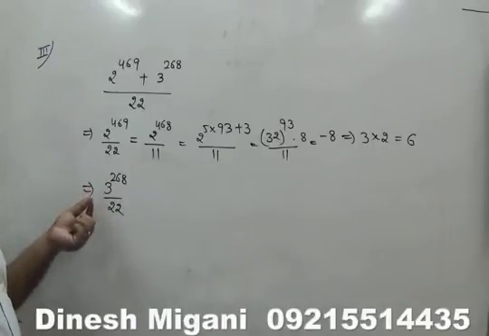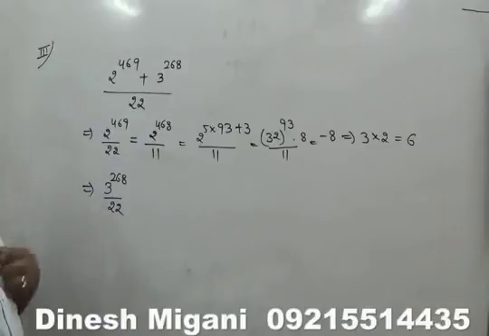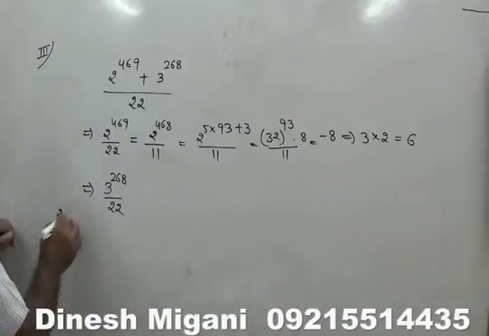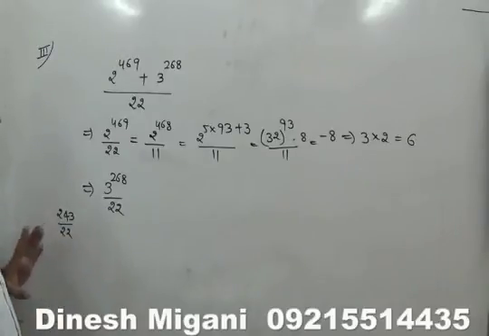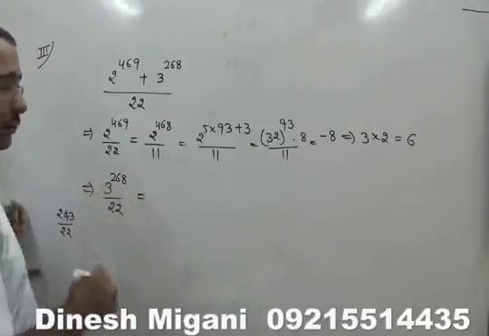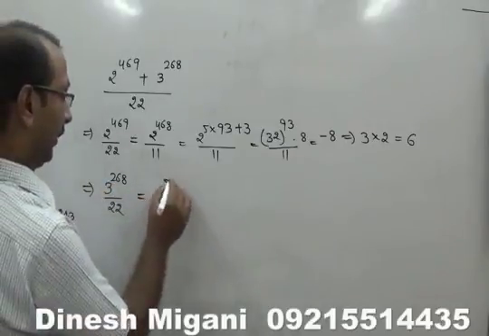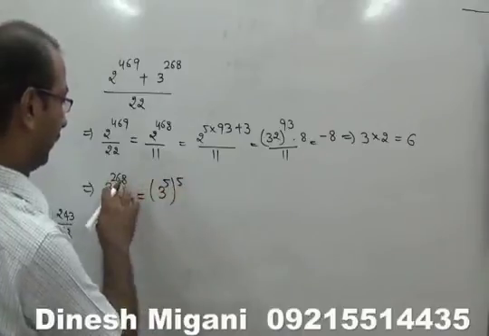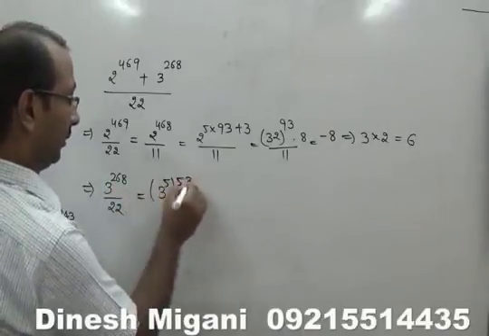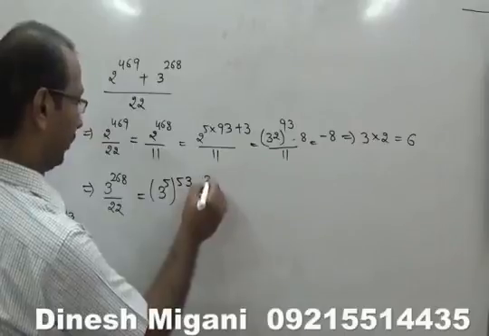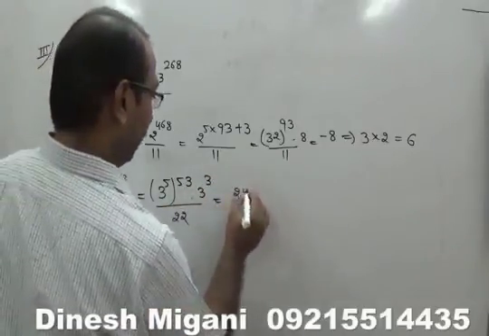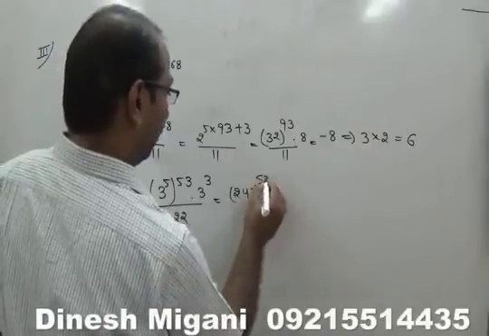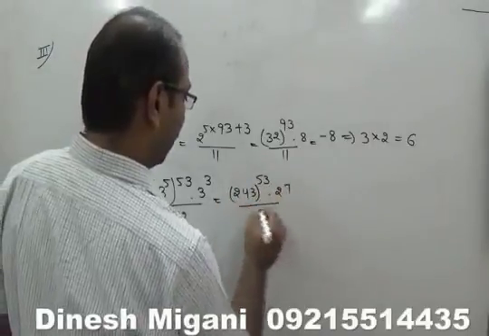3 raised to power 4 is 81, 3 raised to power 5 is 243, right? If I divide 243 by 22, I can say that 22 times 1 is 22, and the remainder is 1. I will try to break 3 raised to power 5 and write it as 3 raised to power 5 into 3 raised to power 3 divided by 22. Okay, now this is taken as 243 raised to power 5, 3 into 27 by 22.